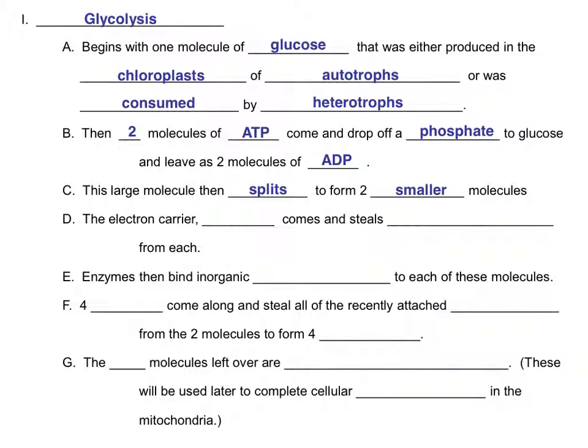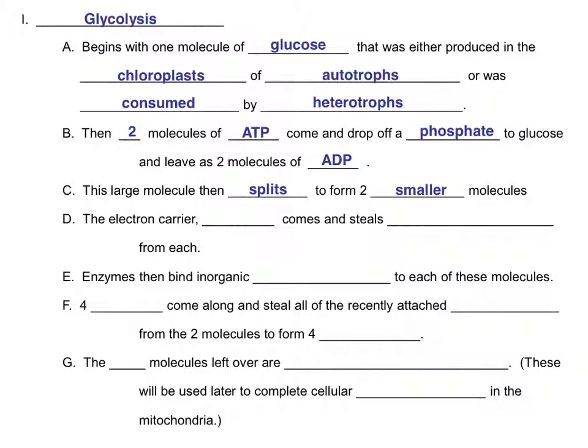Then because glucose can't handle the big amount of ATP phosphates being added to each end of it, it actually breaks apart into a more stable format. 2 separate molecules, each with a phosphate attached. So the cumbersome larger molecule splits to form 2 smaller molecules.